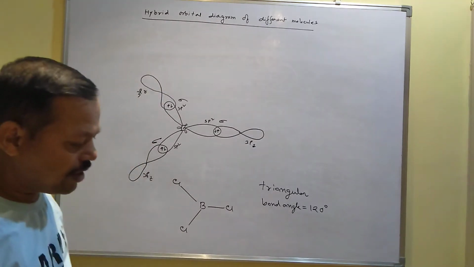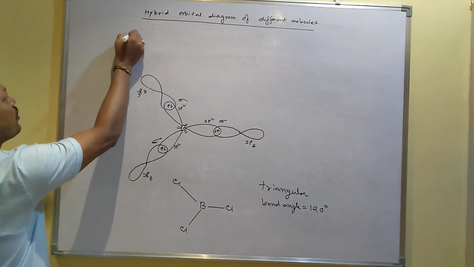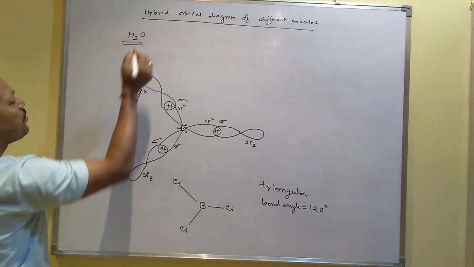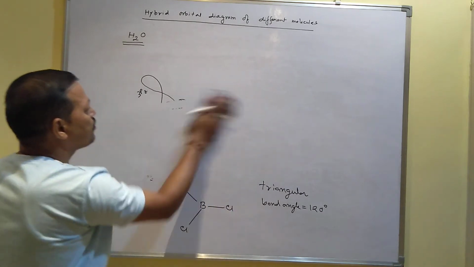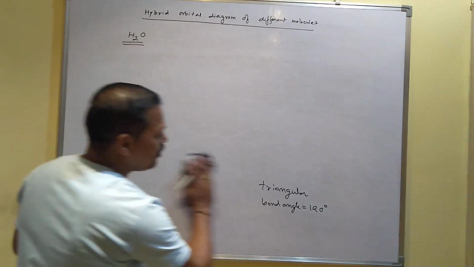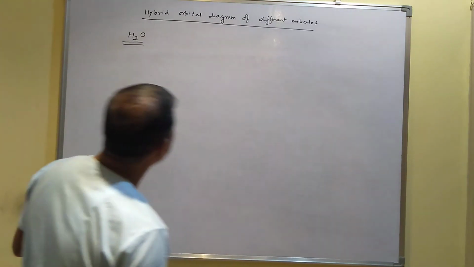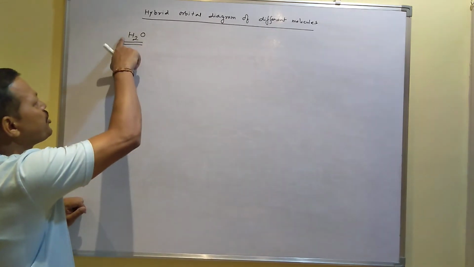Now I will draw another molecule. If you want to draw a water molecule, how to draw it? In water, you can find out the hybridization of oxygen.